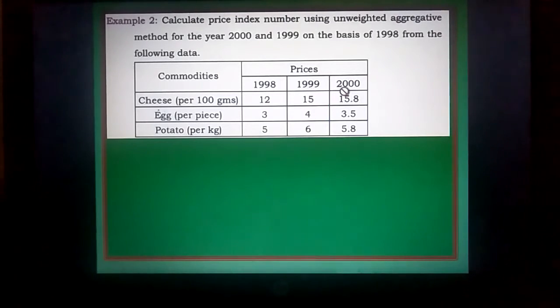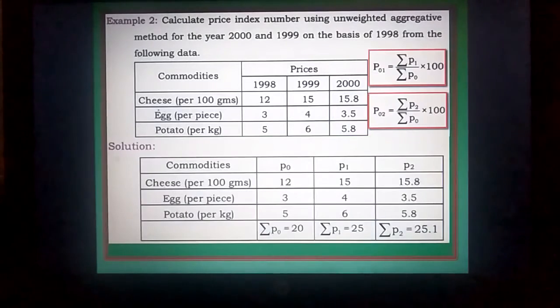Hope you are following me, students. Two index numbers we are calculating in this solution. One is for 1999, one is for 2000. We consider the base year 1998 for those two index number calculations. Hope it is clear. Fine. Solution.